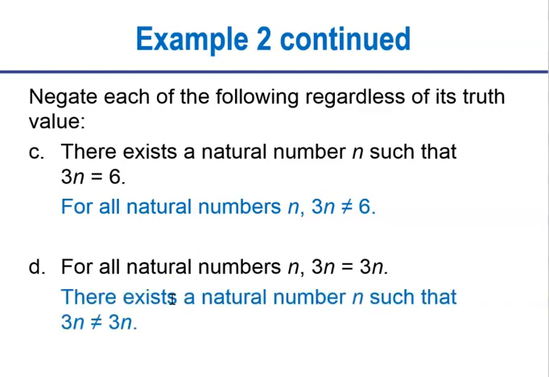Well, let's see if that's the way we did it here. Yeah, there exists a natural number such that 3n is not equal to 3n. So stop yourself for a minute and let's think about this again. Universal quantifiers turn into existential quantifiers when you negate, and you also change the truth value of the statement. So that's a guideline to get you there, and vice versa. Universal quantifiers turn into existentials, and you change the truth value of the statement.